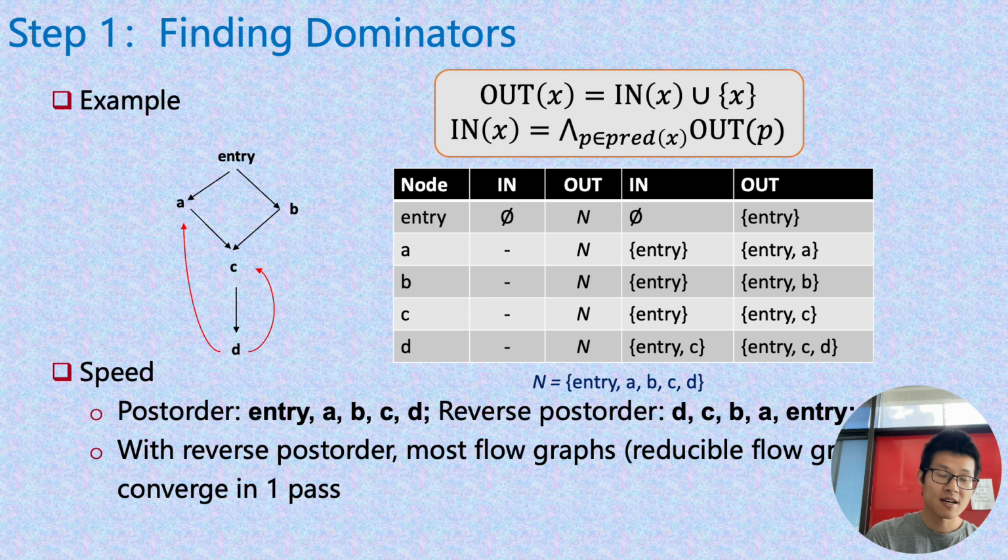Now we analyze the performance of the data flow analysis. Given a flow graph, we could compute its post order. For the flow graph here, its post order is entry, A, B, C, and D, and the reverse post order is the reverse of the sequence. That is D, C, B, A, and entry. If we compute the data flow analysis according to the reverse order, most flow graphs can converge in one pass.